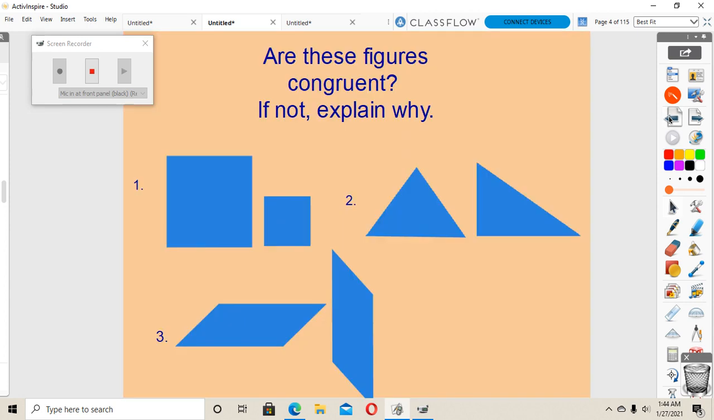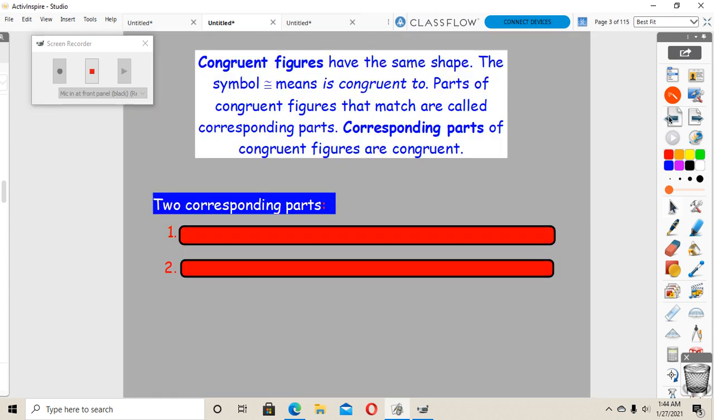We're supposed to start the geometry portion, and in the geometry portion we discuss congruent figures. As you know, congruent figures have the same shape. The symbol of the congruent sign is two dashes with a wave over them. It means congruent to.